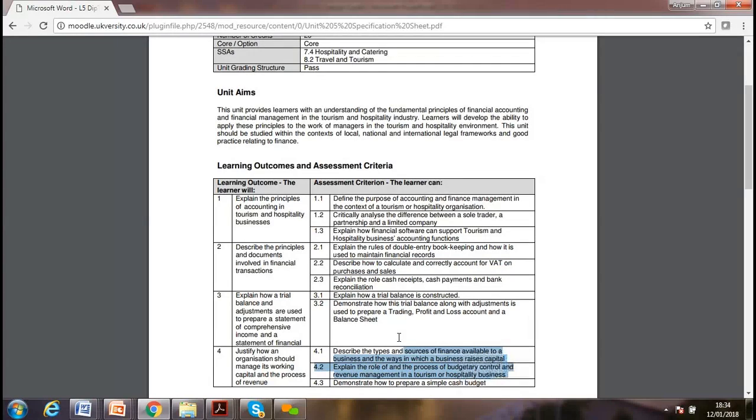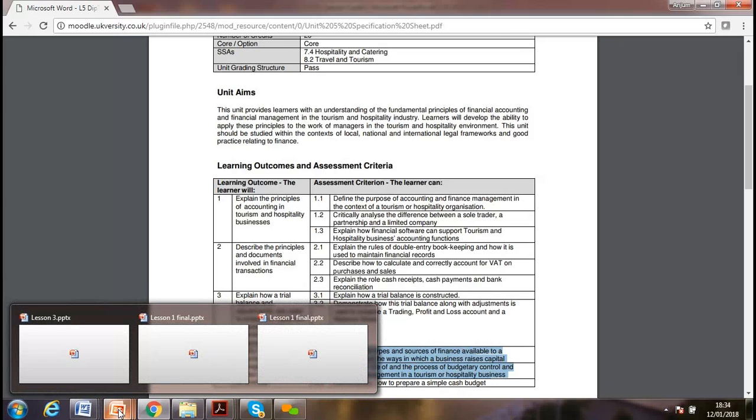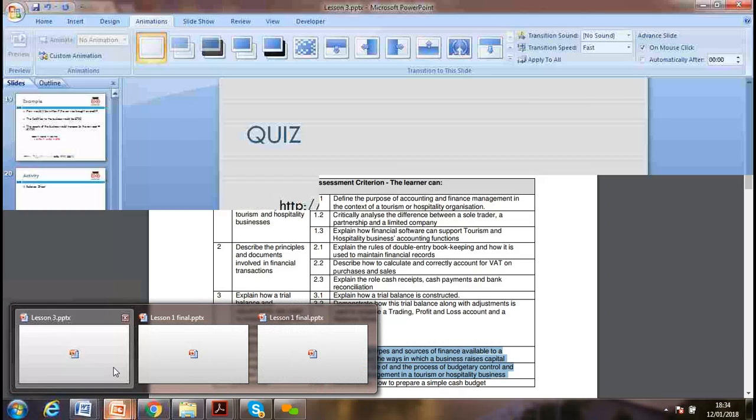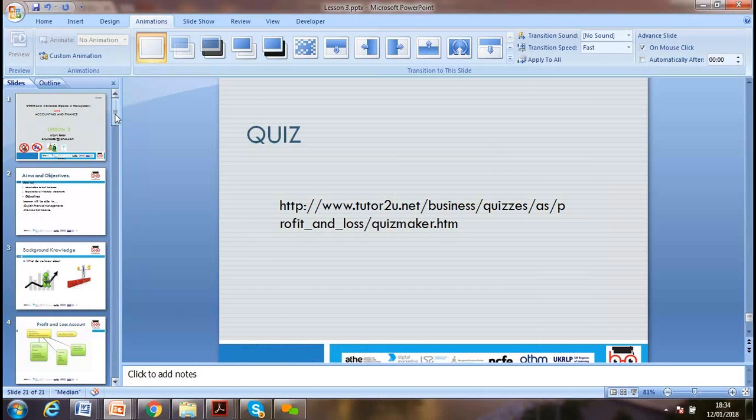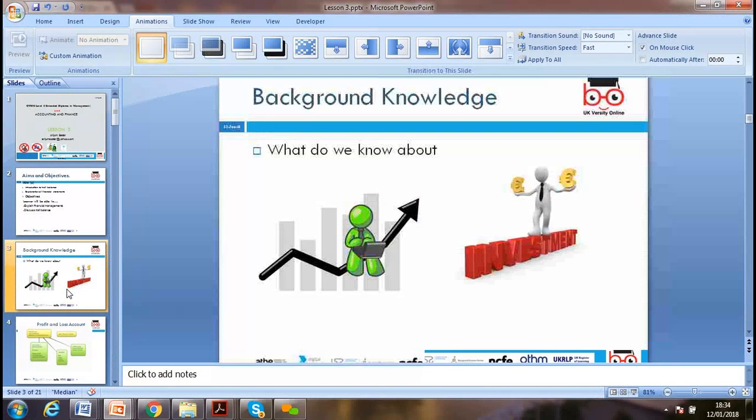We already prepared the cash budget. Did we discuss the cash budget last lesson? We spoke about it and how to prepare a cash budget. Okay, good.